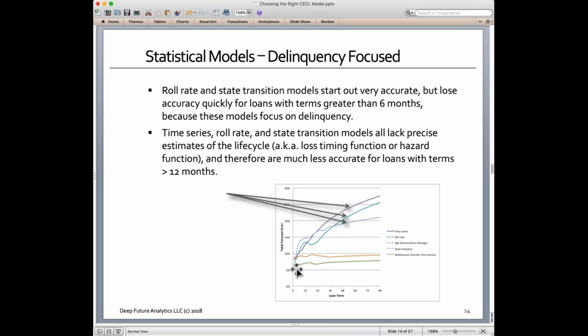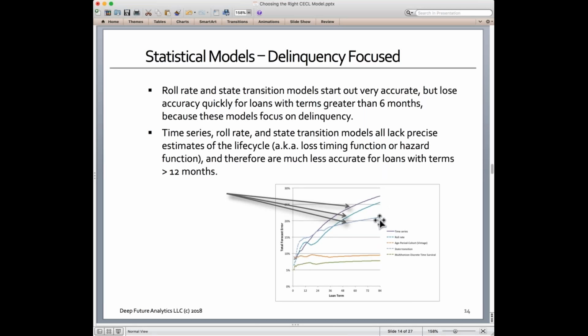If I have a 1-year personal loan and the account's 2 months delinquent, that matters a lot. But if I need a CECL answer for my auto loan portfolio for 5-year, 6-year, 7-year term, it turns out your delinquency inventory doesn't actually matter that much when you're looking at a 7-year forecast. So that's why the accuracy falls off so dramatically for the roll rate and state transition models.